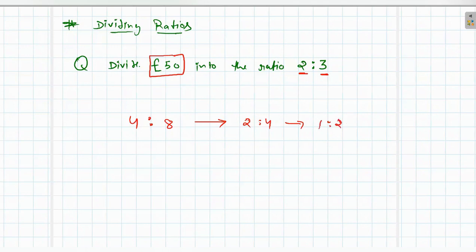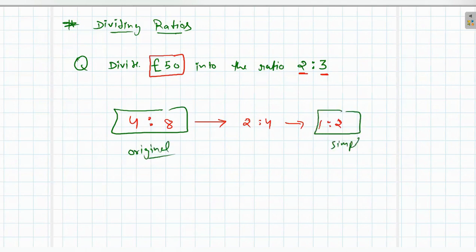Now, this is the original number, and this is the simplified ratio. The simplified ratio for 4 to 8 is 1:2. Yes or no? Now, what is the examiner doing?